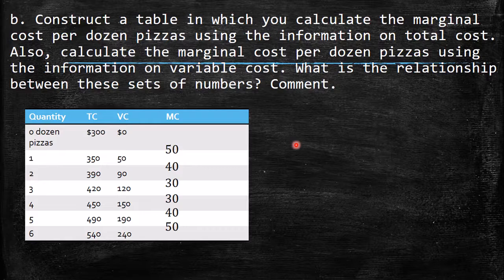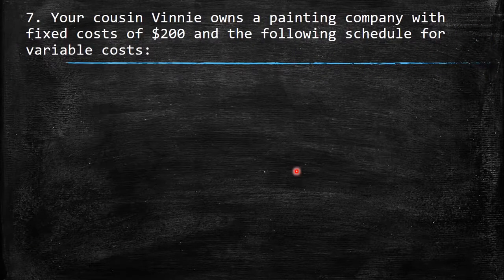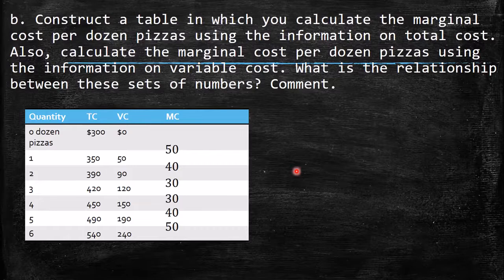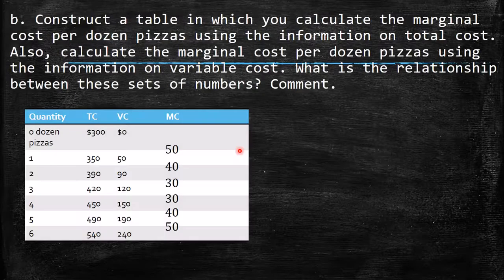Then the other question is about the variable cost. Here we also calculate the marginal cost using the information on variable cost. So what is the idea? I didn't do it here, but we can implement it. If we calculate the marginal cost just from the variable cost, it is going to be this difference. So it's going to be 50, 40, 30, 30, 40, and 50.